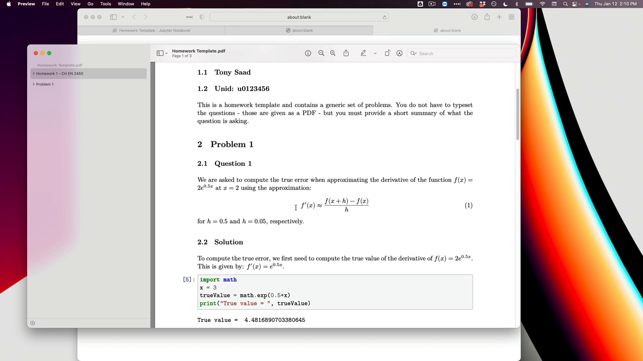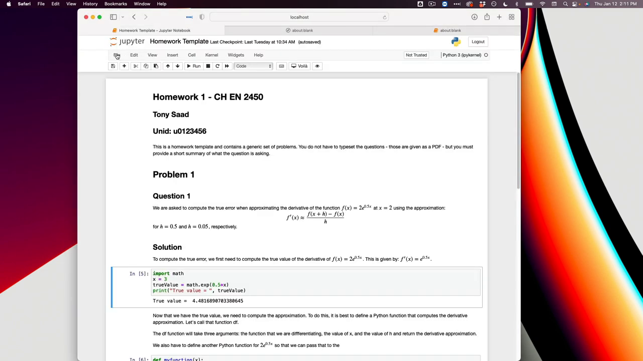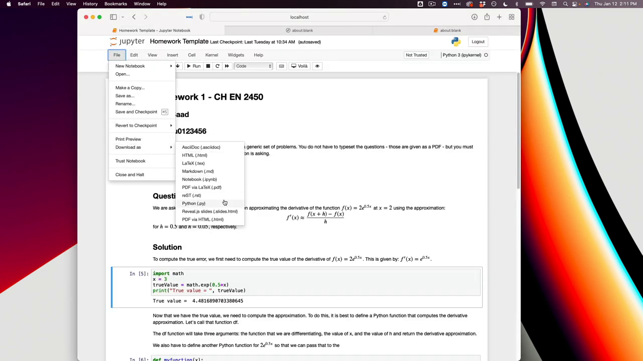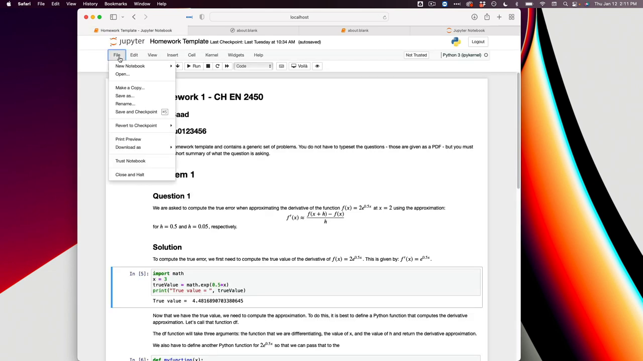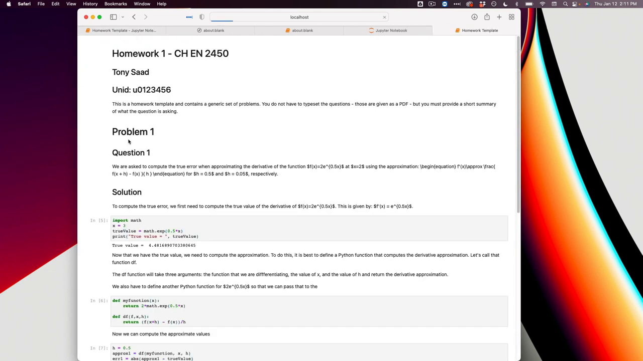Okay, if that doesn't work for you, go back and try File, Download As, PDF via HTML, okay? Look, it gave me an error here. On my computer in the office, it didn't give an error. Might not give an error on your end. I don't know, okay? I have no control over that. If that doesn't work, go to File, Print Preview.